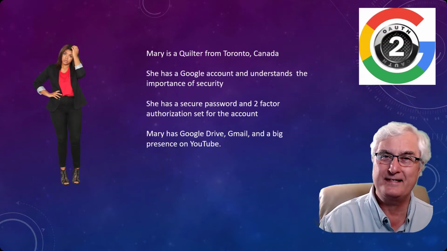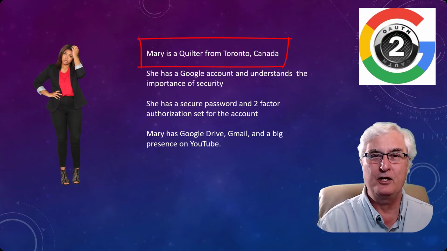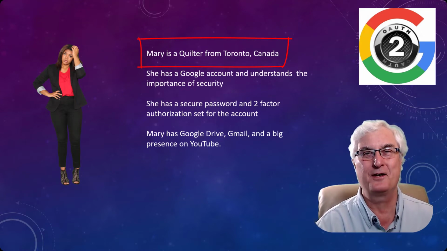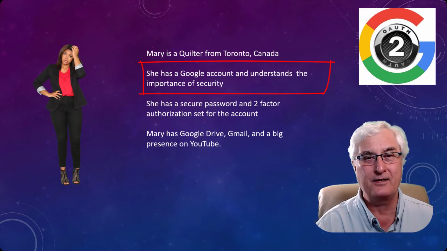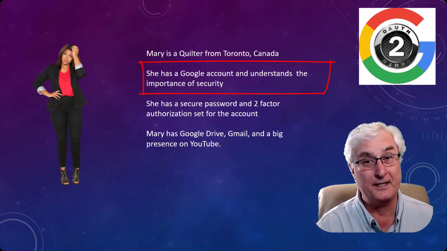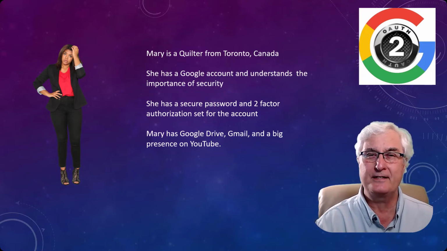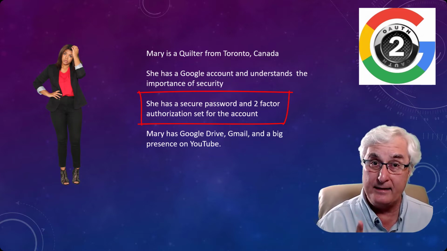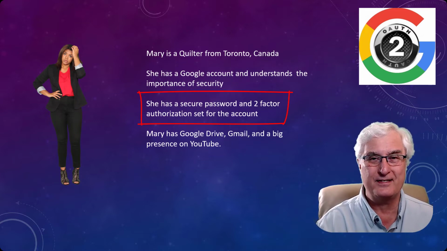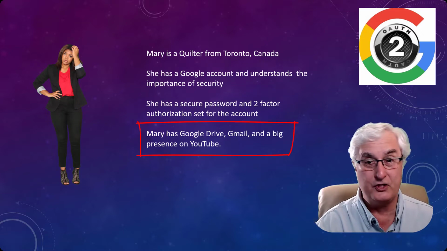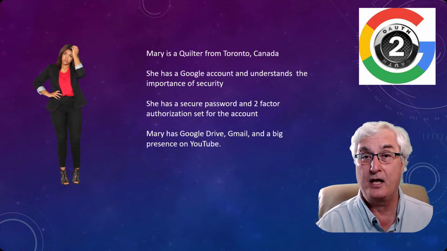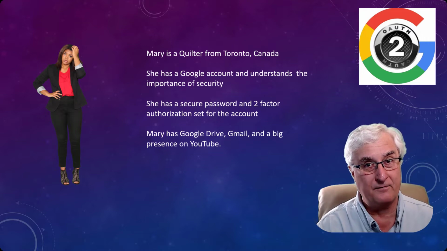So let me give you an example. Let's take Mary, who is a fictitious quilter from Toronto, Canada. She has a Google account and understands the importance of security. She has a secure password and two-factor authentication set for the account. Mary has a Google Drive, Gmail, and a big presence on YouTube, so she understands that her Google account must be secure, and she guards that very carefully.